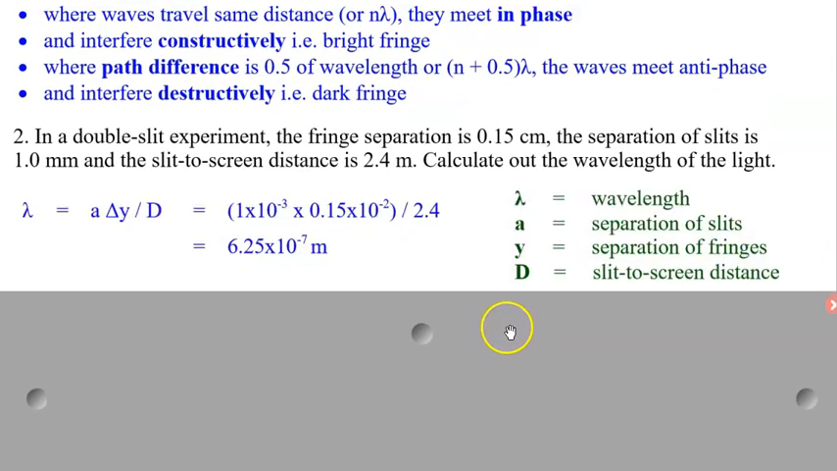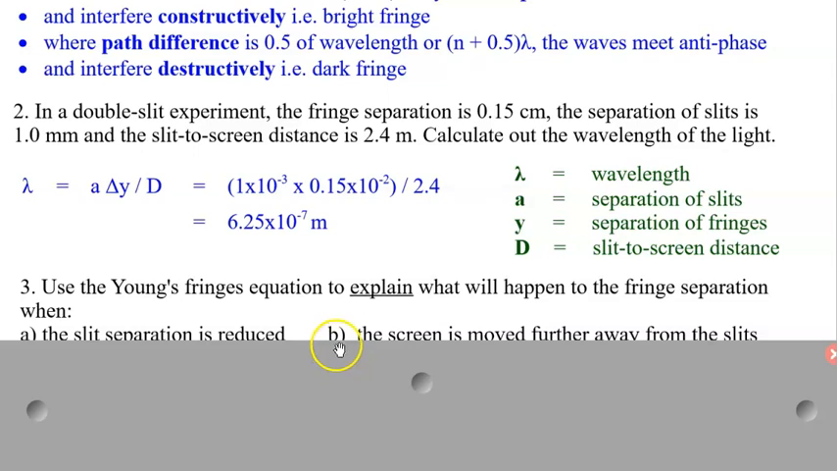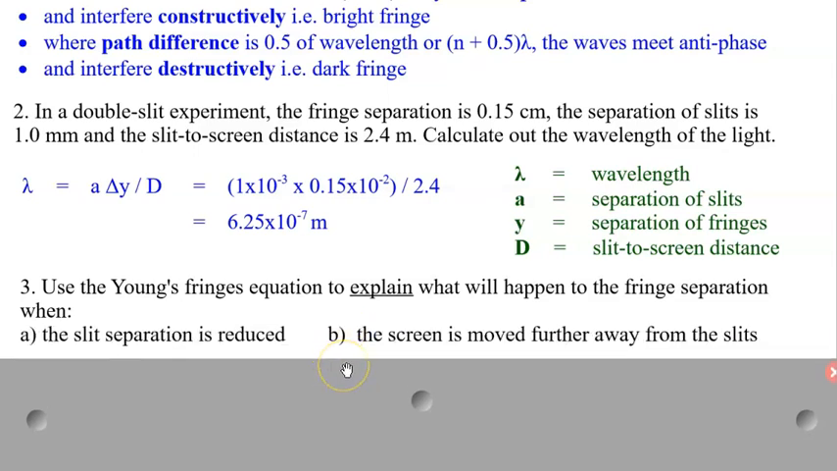Question 2 is the basic calculation. So as always, write the formula, substitute the numbers, make sure you get the units correct. So very often they'll give you millimeters and centimeters. So the slit separation 1 millimeter, 1 times 10 to the minus 3, multiplied by the fringe separation 0.15 centimeters, divided by 100, divided by 2.4 meters. You would expect normally to get a value somewhere between 400 nanometers and 700 nanometers. Not necessarily, because this does work with UV and infrared and indeed any of the wavelengths in the electromagnetic spectrum. But generally speaking, we would expect to see visible light being used in this.